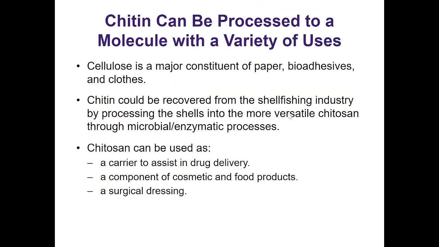Okay, so the chitin can be processed to a molecule with a variety of uses. The cellulose is a major component of paper, bioadhesives, and clothes. Chitin can be recovered from the shellfish industry by processing the shells into more versatile chitosan through microbial and enzymatic processes. The chitosan then can be used as a carrier to assist in drug delivery, a component of cosmetic and food products, surgical dressing. There's actually a really high-priced glue that's made out of chitosan. It's very, very good glue. It's really strong for the amount that you'd use.